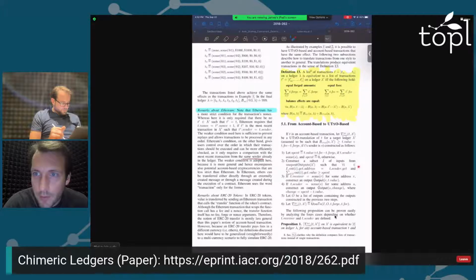And lambda prime is the target ledger that you're translating to. So yeah, these steps are the crux of how to translate one after the other.